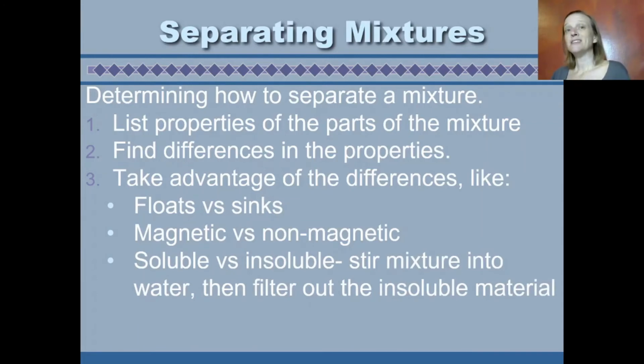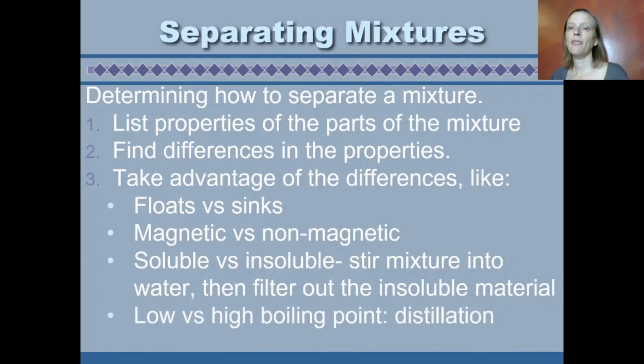If you have something that's soluble and something that's insoluble in a mixture, you could take that mixture, mix it into water. The soluble stuff will dissolve, the insoluble stuff won't, but then you can use a filter to filter out the insoluble material. And a difference in boiling point. As we saw, if you've got a difference in boiling point, you can use distillation to separate the substances. I hope this helped.